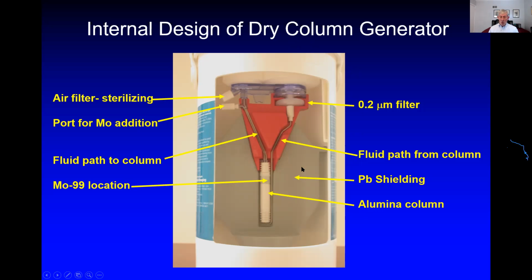So those are all the parts. Just to rename a couple of them: the sterilizing filter, the port where the manufacturer puts it on, the fluid path. This is your column, the aluminum oxide column. All this background, this grayish looking area, is the lead shielding, fluid path again, and the filter.